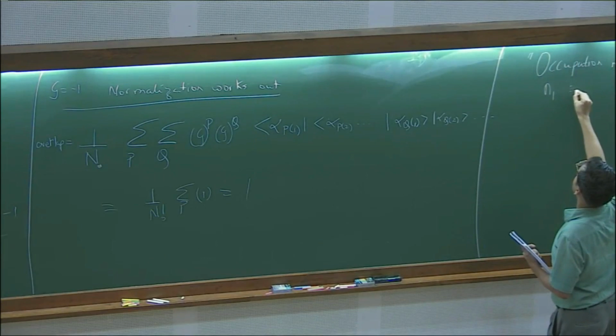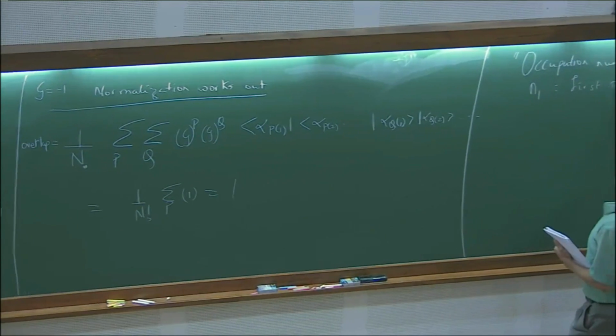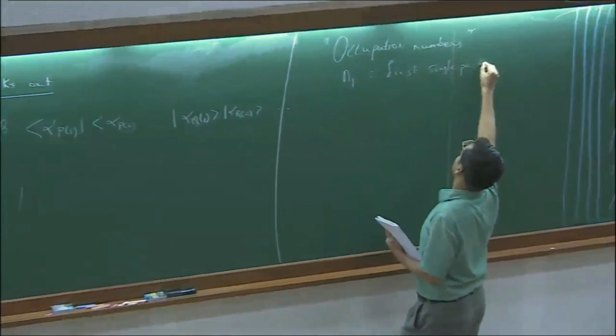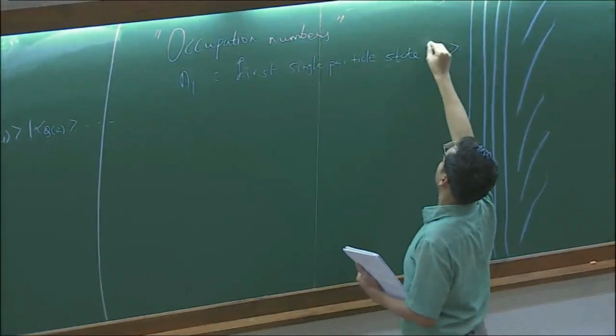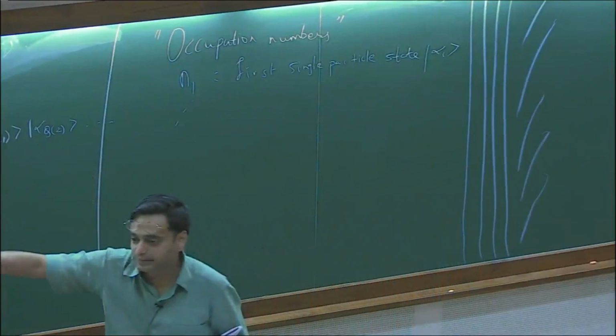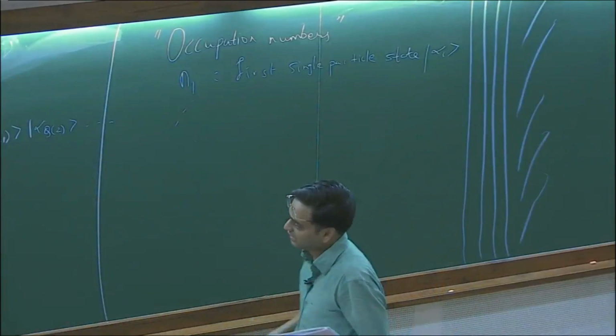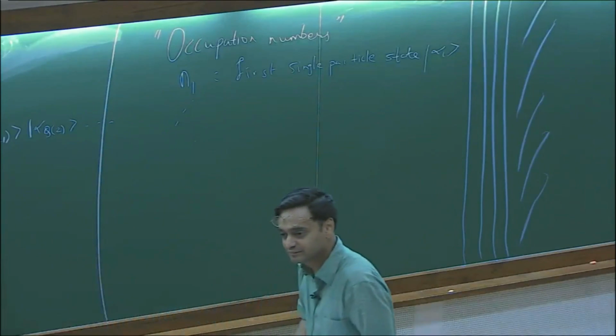So N1 bosons in the first single particle state, alpha 1 and so on, N2 like that. Then what will this overlap be? So there will still be a free sum over P that will cancel this. But in addition, there will be some factors.